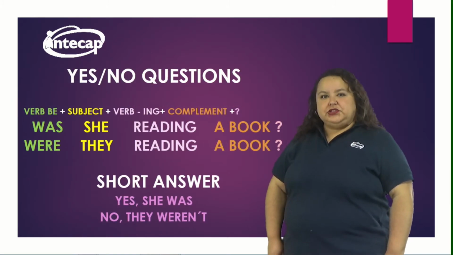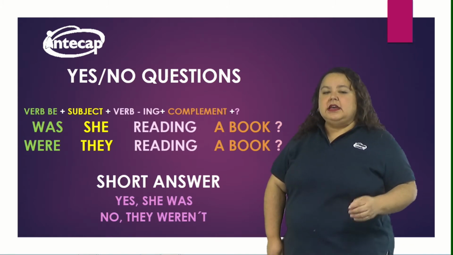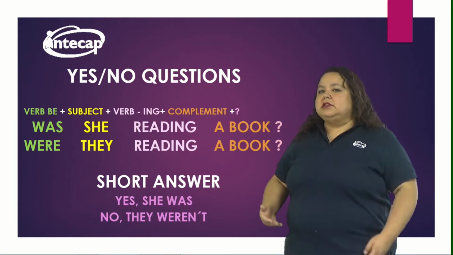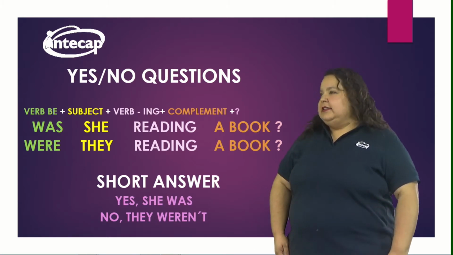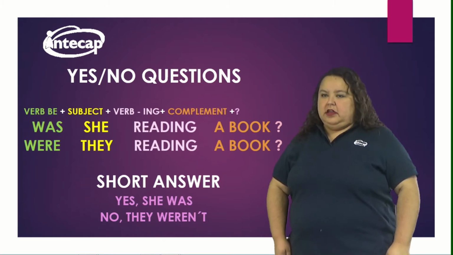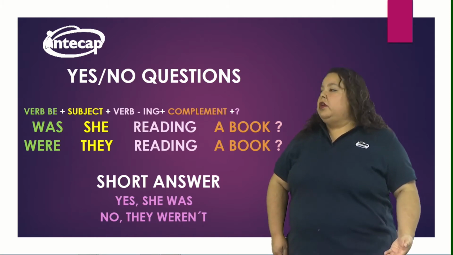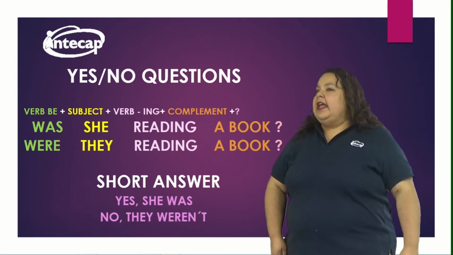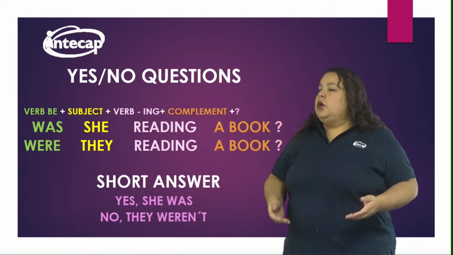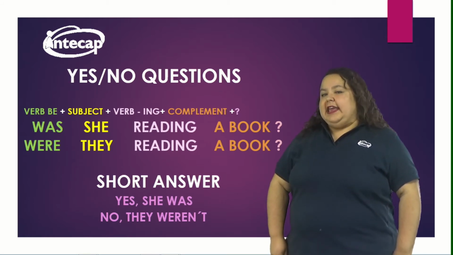For yes/no questions, you are going to use the verb be in past plus the subject plus the verb with ing and the complement. At the end, add a question mark. For example, was she reading a book? Were they reading a book? And for yes/no questions, we can answer in a short way. For example, yes, she was, and no, they weren't.